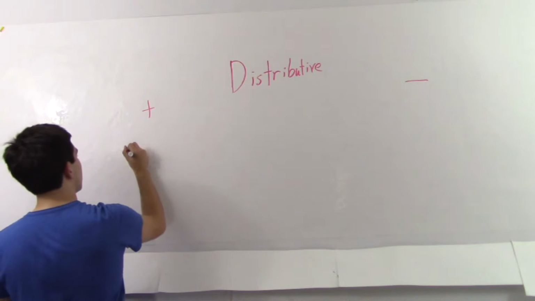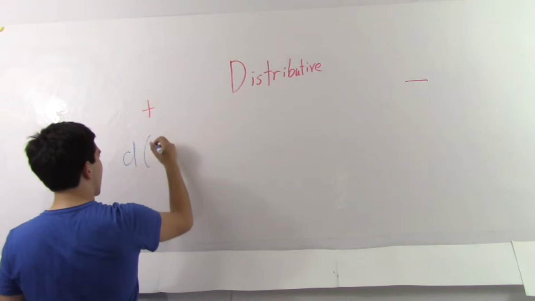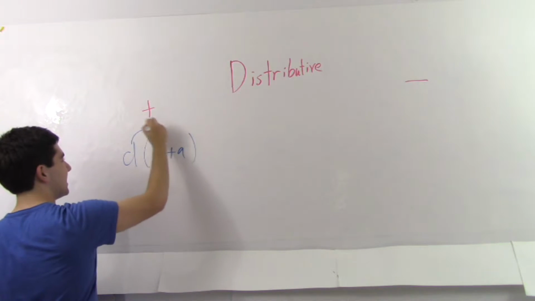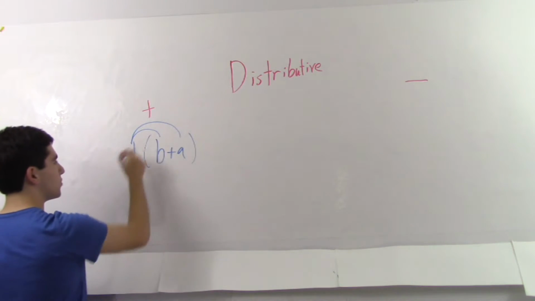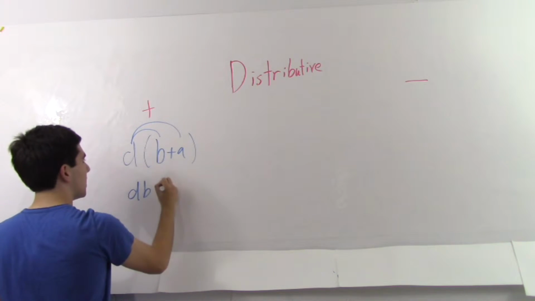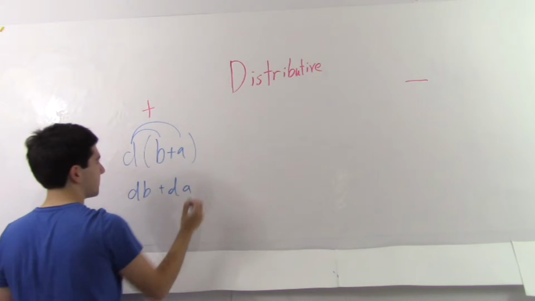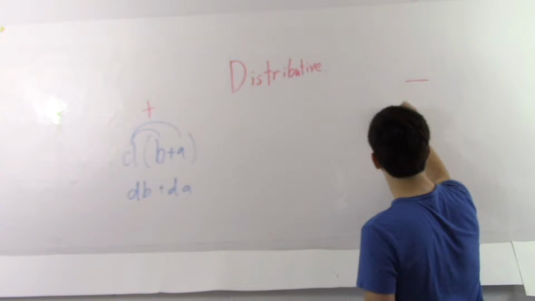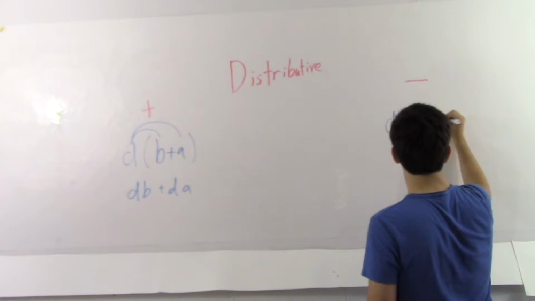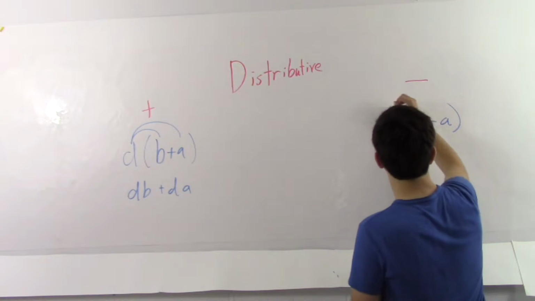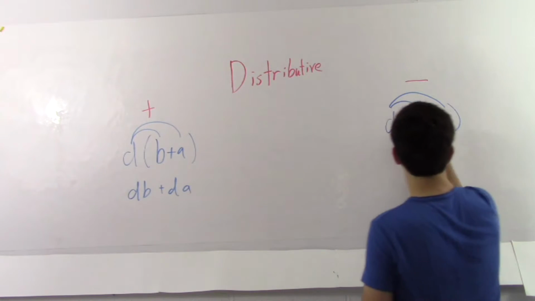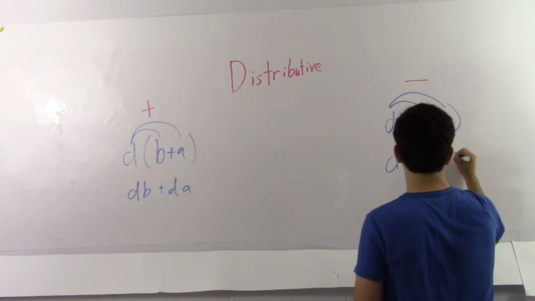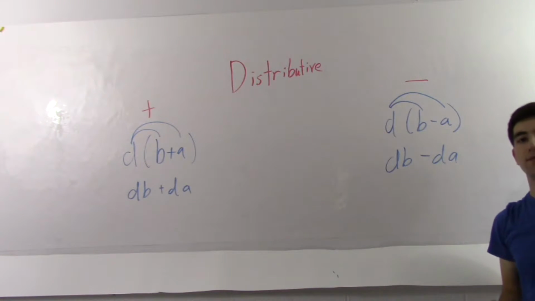So if we have D times B plus A, you're going to distribute D to each term. So we would have DB plus DA. And it works the same way with subtraction. If we have D times B minus A, distribute D to B and A. So DB minus DA. And that's the distributive property.